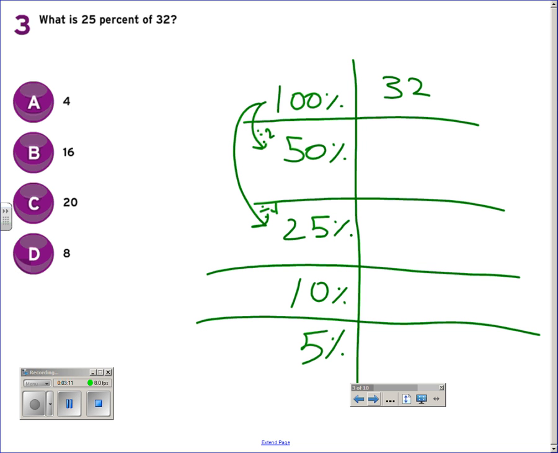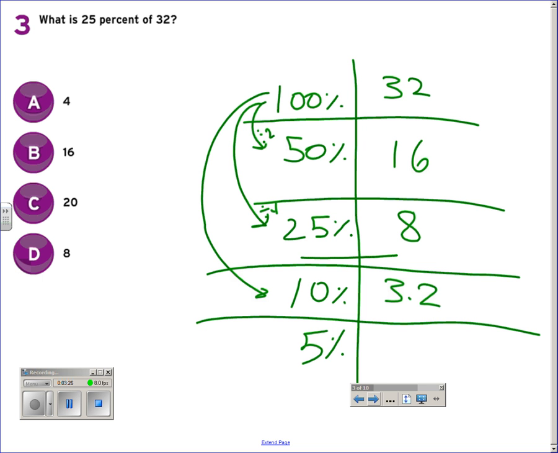What's half of 32? 16. What's half of half? 8. 10% divided by 10 doesn't come out even with this one, right? 5% would be half of that. We won't worry about it because we don't need it. The answer is 8.